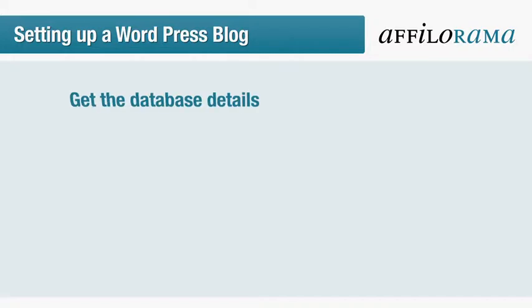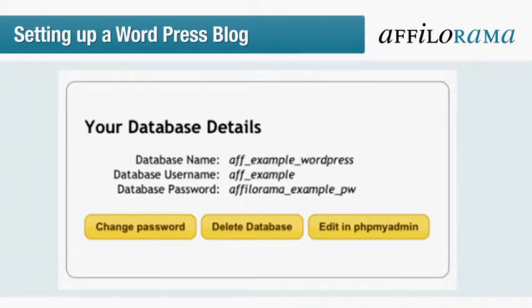Get the database details. Before you actually set up WordPress, you will require your database details from your web host. You may have received them in a welcome email, or you may have to access them in your host's control panel. If no database details were provided, but you have access to a database control panel, you may need to add a database and user yourself. If you're not sure, check with your web host's support.